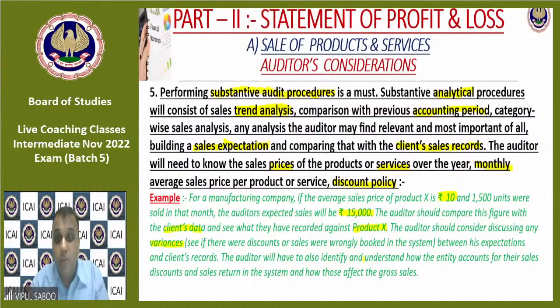The auditor will also have to identify and understand how the entity accounts for their sale discounts and sales return in the accounting system, in the system software, and how those affect the gross sales. What is the policy of the organization, Tea and Cookies Private Limited? What is their policy with respect to discounts, with respect to sales return, and how the recognition and presentation of these items affects their gross sales recorded? Auditor needs to know that, and this is something which varies from organization to organization. Right?